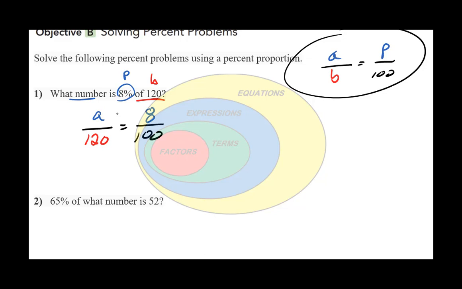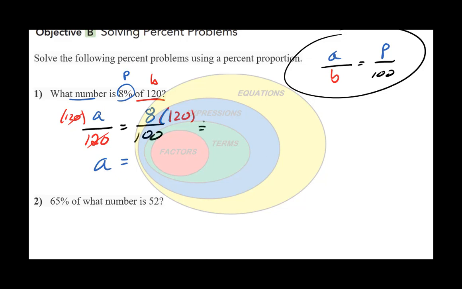So to solve this, we can do a few things. All we need to do to solve this for A is to multiply both sides by 120. If I multiply the left side by 120, that cancels, leaving just A. And then if I multiply the right side by 120, I can calculate my answer. So with fractions like this, we can use canceling, or we could just multiply.